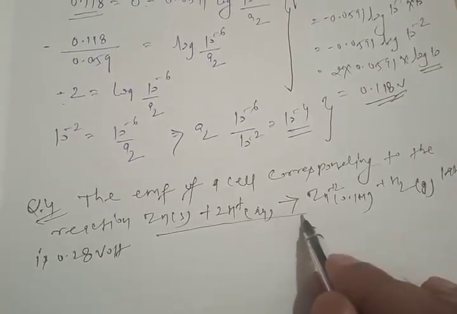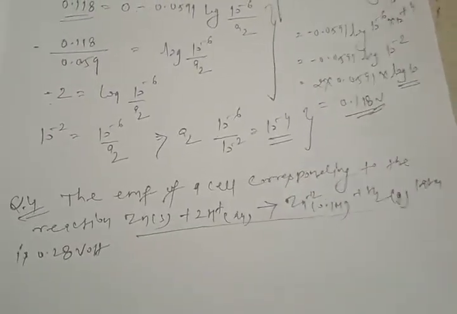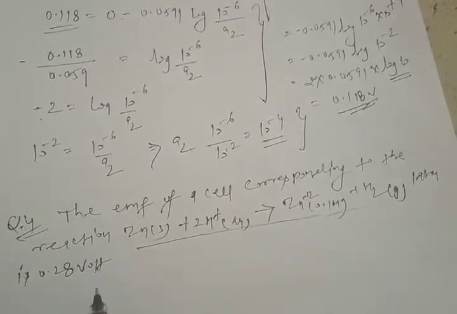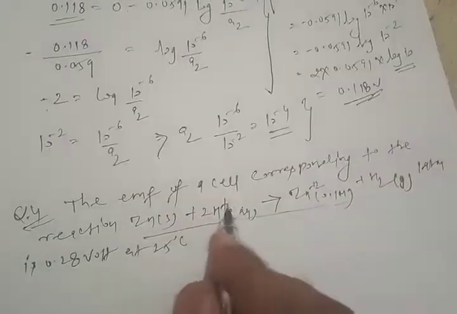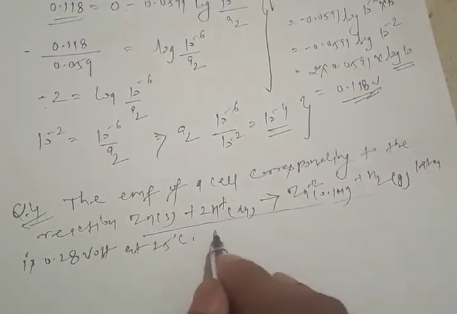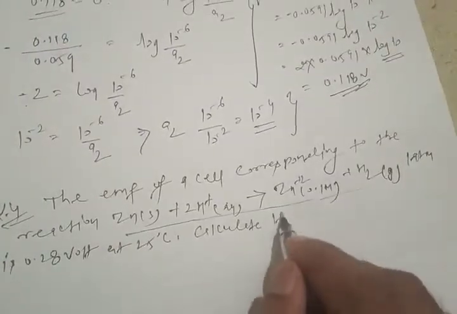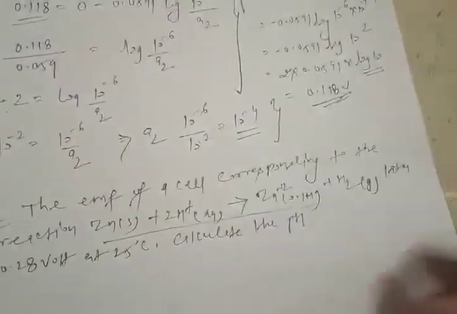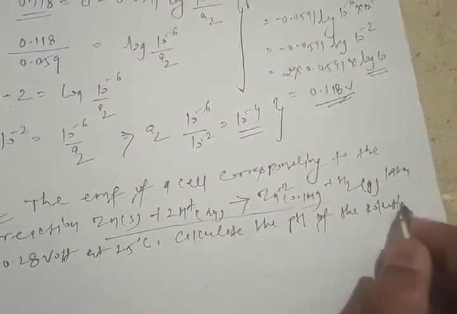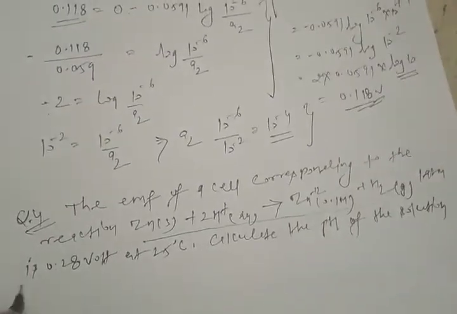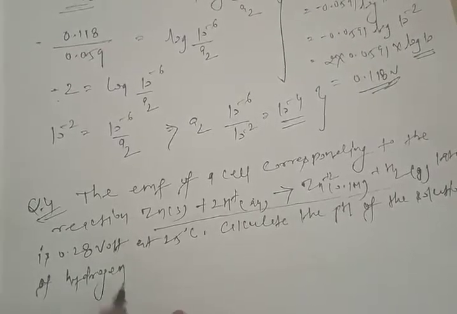Zn solid plus 2H plus gives Zn plus 2 plus H2, is 0.28 volt, okay, at room temperature, 25 degrees Celsius. Here you have to calculate the pH of the solution of the hydrogen electrode.